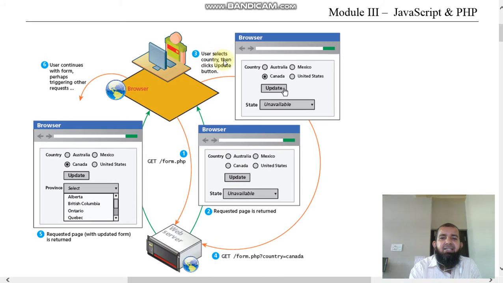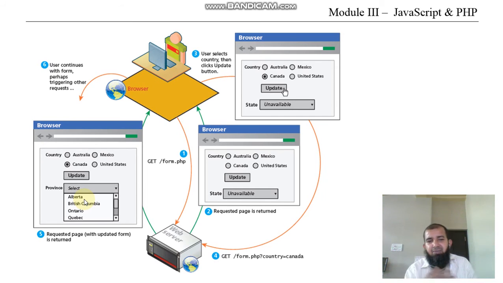Then the user selects a country, then clicks the update button. While you are filling the form, it asks you to select the country. If you select the country, then it displays the states. For different countries there are different states. If you select a particular country, only the states of that country will be displayed.